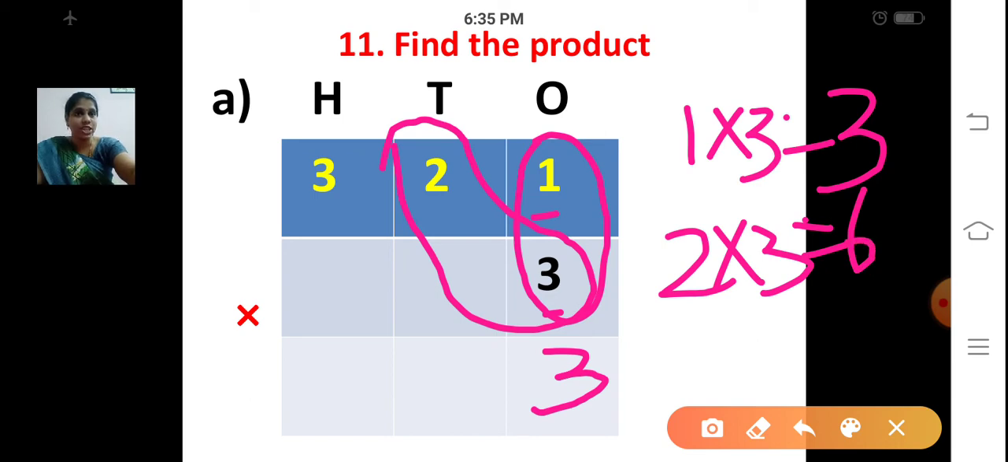So where will you write the answer? 2 threes are 6. That is in the tens place. So write 6. Now what is the third step?